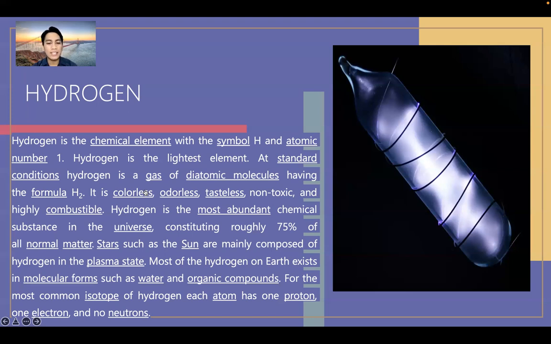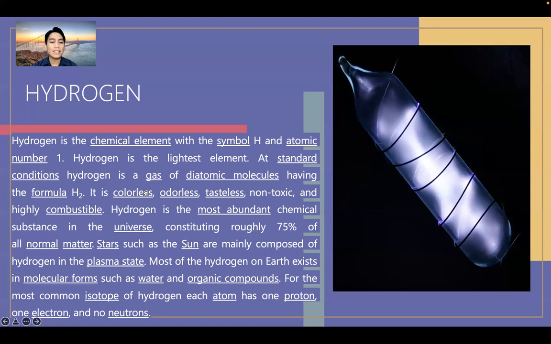Now, hydrogen exists on Earth in a molecular form. The most famous or known compound of hydrogen is water. Also, inorganic compounds. For the most common isotope of hydrogen, each atom has one proton, one electron, and no neutron.